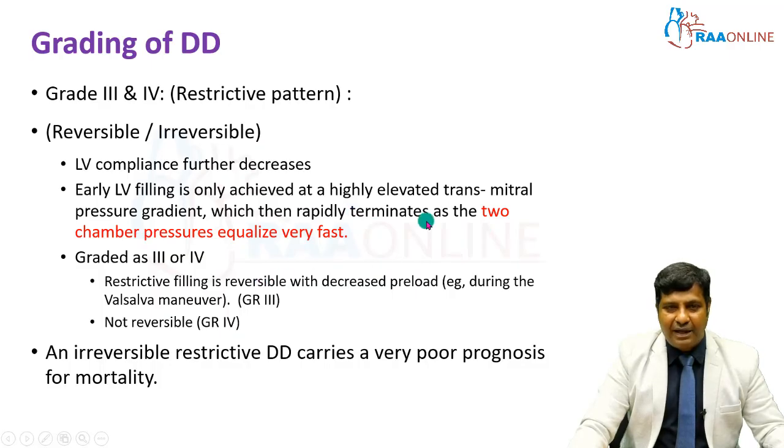If this pattern is reversible by certain preload reduction maneuvers like Valsalva or nitroglycerin, it's called grade 3. And if it is not reversible with the Valsalva or nitroglycerin load, it's called grade 4. But remember, both grade 3 and grade 4 diastolic dysfunction carry a very poor or very grave prognosis.